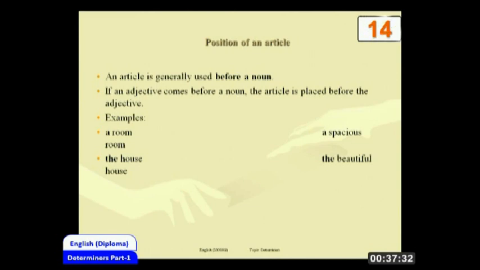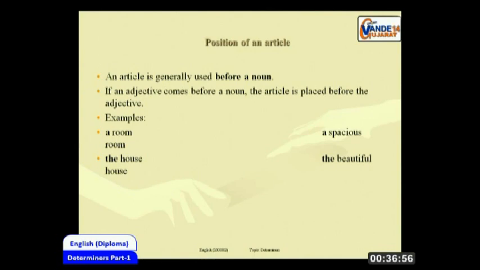Here you can see the examples in a slide. A room. Room is a noun. We have put the article a before the noun. In another example, you can see a spacious room. The word room is a noun, but the word spacious is an adjective. What kind of room or what type of room? It's a spacious room. So spacious is an adjective of the word room. So when an adjective is present before a noun, we should put article a before the adjective.